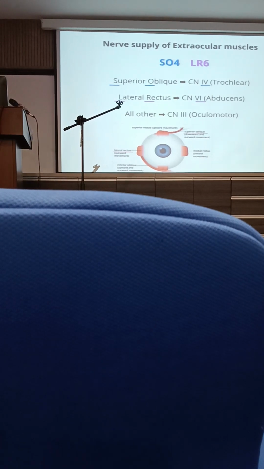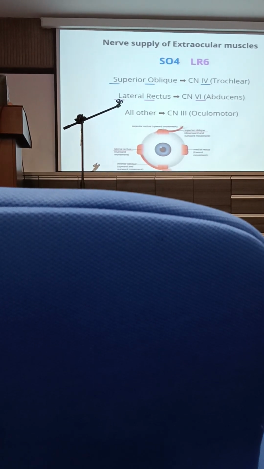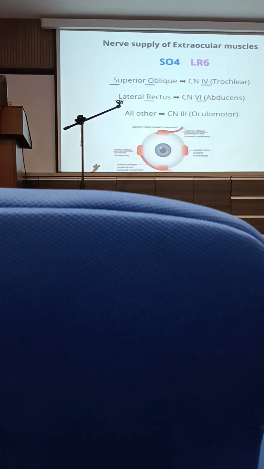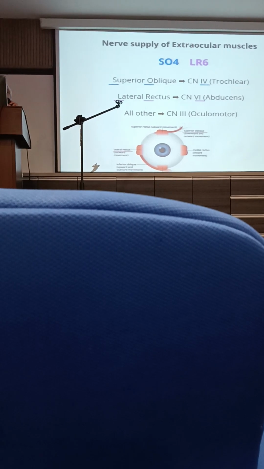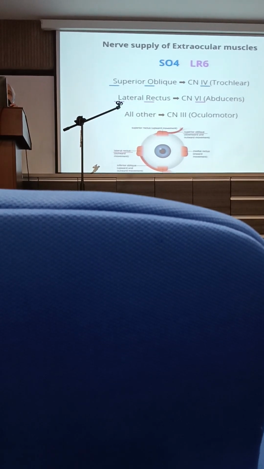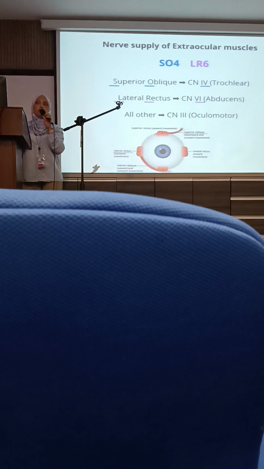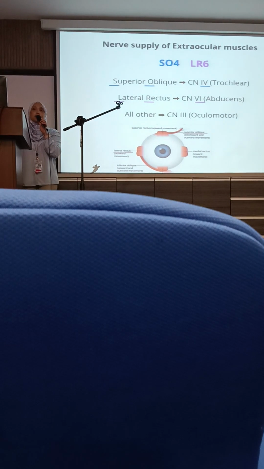So, the nerve supply of your extraocular muscles. This you have to remember, otherwise the eye doesn't see what the mind doesn't know, right? So you have to know first in order to detect the abnormality. So SO4 LR6, remember that short form. SO is superior oblique, 4 is cranial nerve 4, which is your trochlear nerve. LR6 is lateral rectus, cranial nerve 6, lateral as the name suggests.